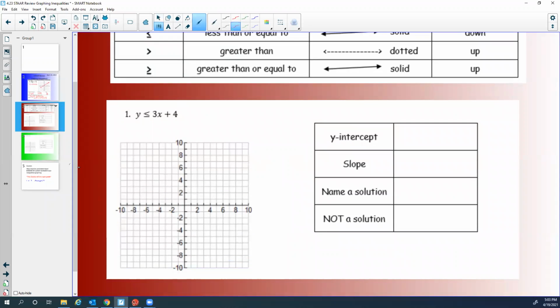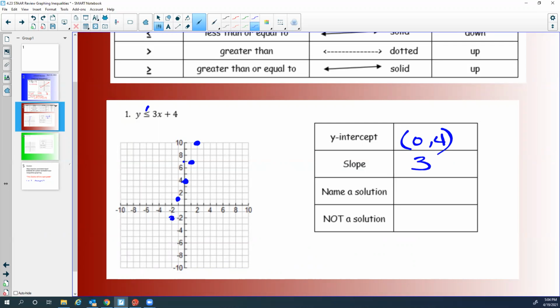Now, as always, you probably want to get this in either point slope or slope intercept. Ours is already in slope intercept, so we don't have to worry about changing this equation. We need to identify our y-intercept, which is (0, 4). Our slope is 3. And then they want us to name some solutions and non-solutions. So let's plot this on our graph. (0, 4), and then I have a slope of 3: up 3, right 1. Another one, and then go down 3, left 1. If I wanted to go backwards, I'd do the same.